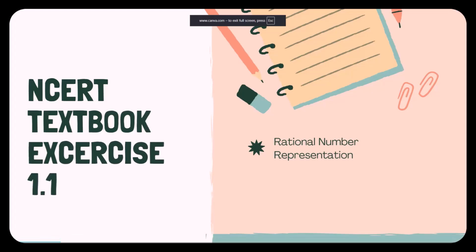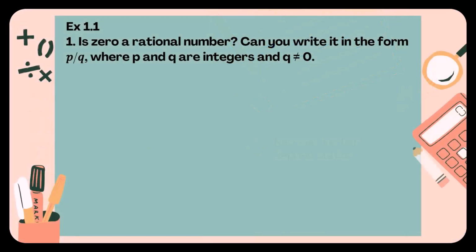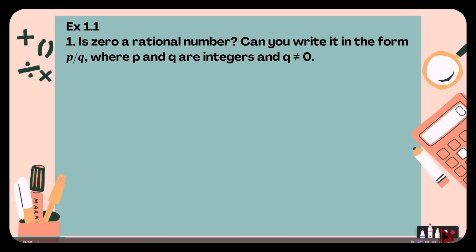Okay, so NCERT textbook exercise 1.1. All right. So is 0 a rational number? We had discussed this topic about 0 being a rational number or not. It's very simple. Is 0 a rational number? Yes, 0 is a rational number. Why is 0 a rational number?